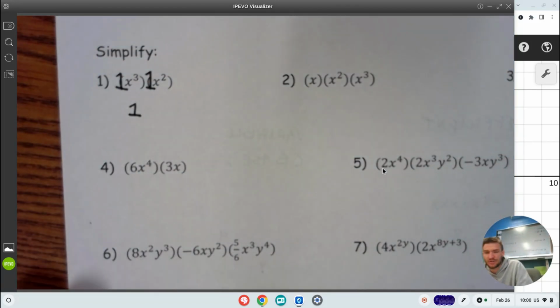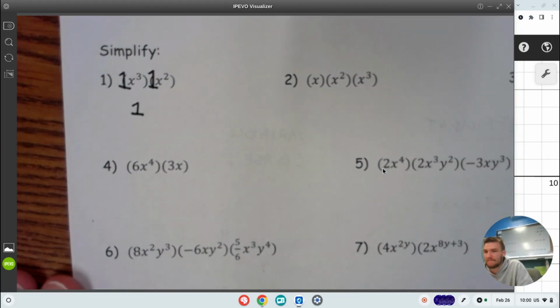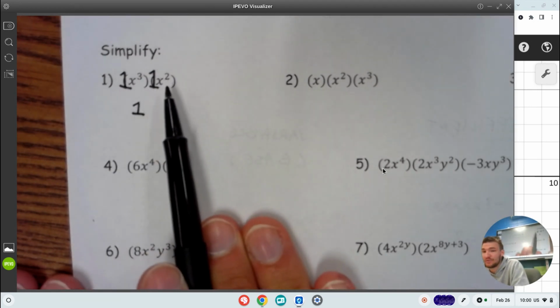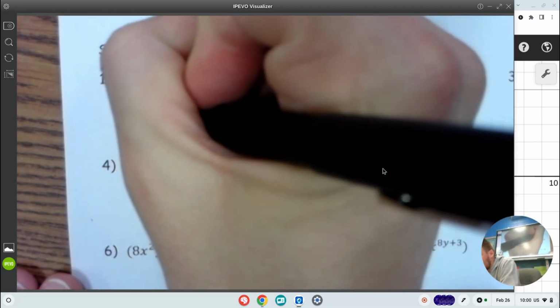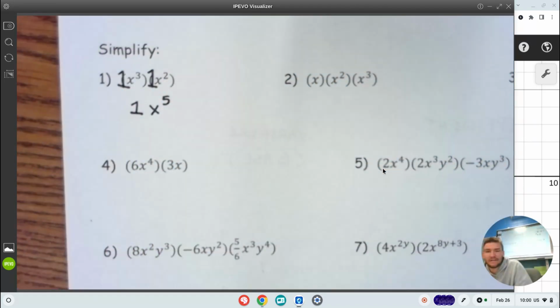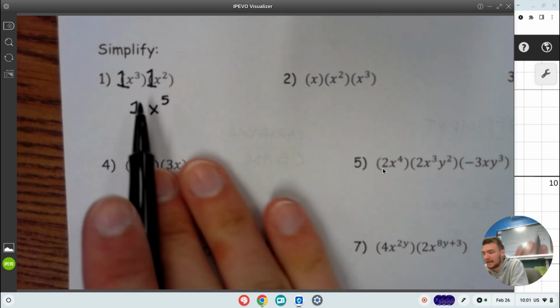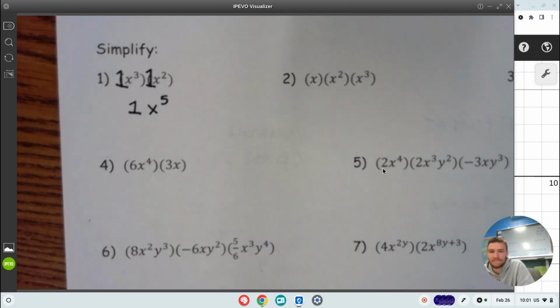How many x's should we have? We've got 3, and we've got 2. We have 5. 5 x's. Literally just 3 plus 2. We're talking about actual kindergarten math is what we just did there. Add it up. 3 plus 2 makes 5.